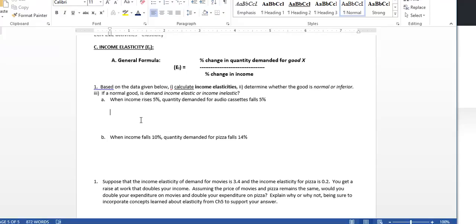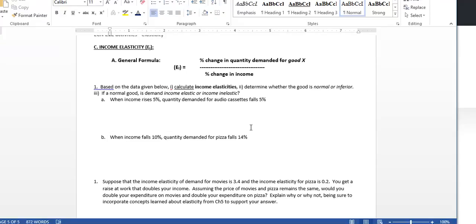So again, what we're going to need to do is think back to chapter 4 and think about consumer incomes. And again, remember what happened. How did consumers behave depending on whether the good was a normal good or an inferior good? So we're going to calculate our income elasticity, and use that answer to figure out whether this good is a normal good or an inferior good.